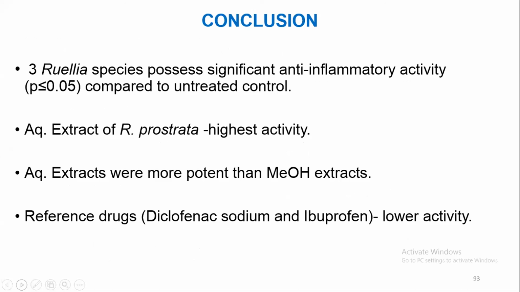In conclusion, I can say that the three Ruellia species possess significant anti-inflammatory activity compared to the untreated control, with the extract of Ruellia prostrata showing the highest activity and the aqueous extract showing more potent activity than the methanolic extract. And it is very important to note that the reference drugs, diclofenac sodium and ibuprofen, showed lower anti-inflammatory activity despite the fact that they were pure substances.